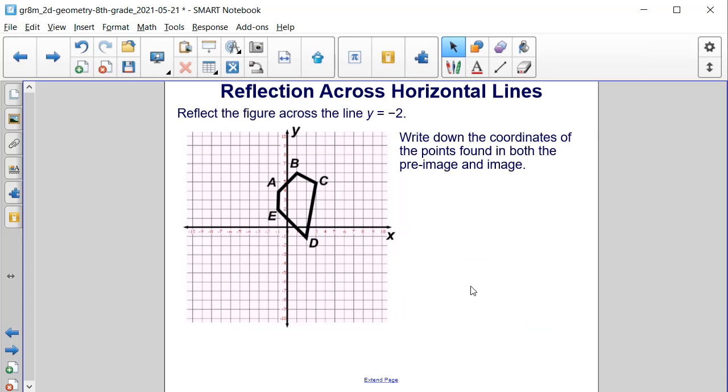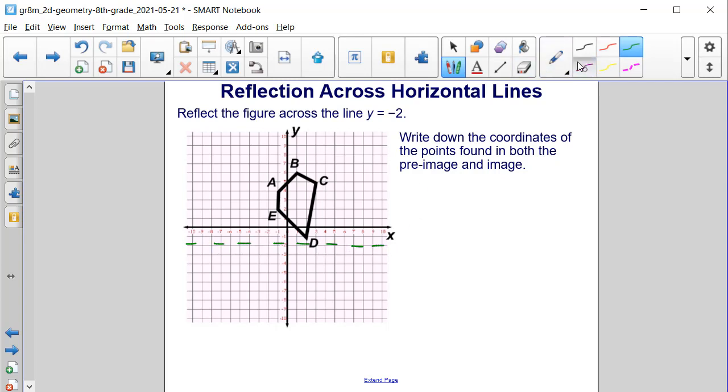Now that we've gone through reflecting about vertical lines, let's talk about reflecting about horizontal lines that are not the x-axis. Reflect the figure across the line y equals -2. Well, y equals -2 is going to be this line right here.